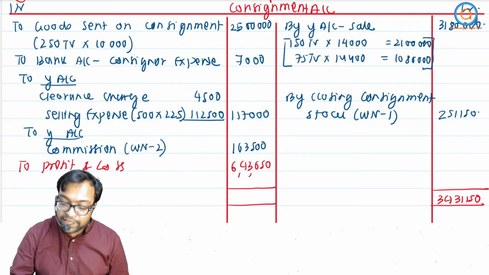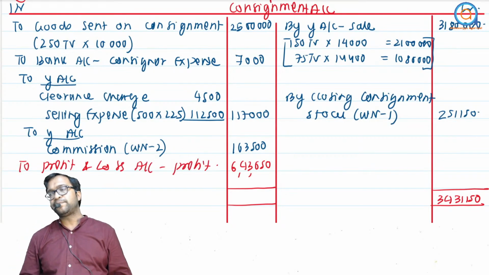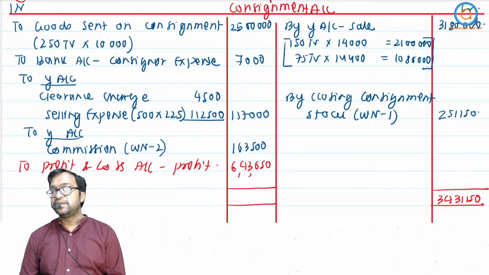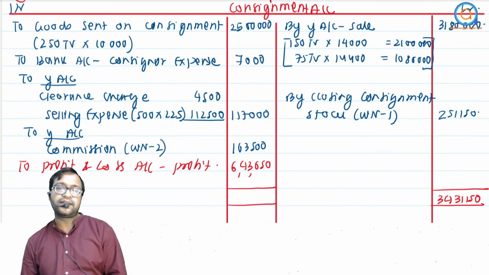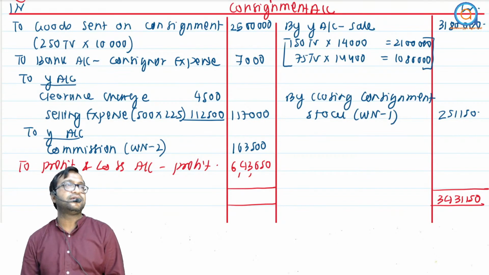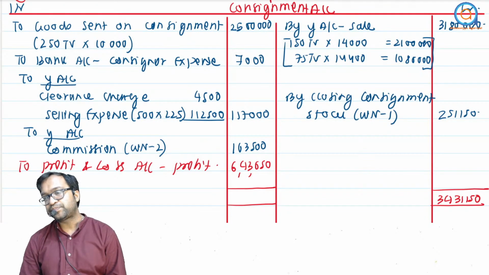You can simply write profit and loss account, or you can write general profit and loss account. All the same. Done, done. Hari Kishan is saying done, done. Very good. Finish your consignment.